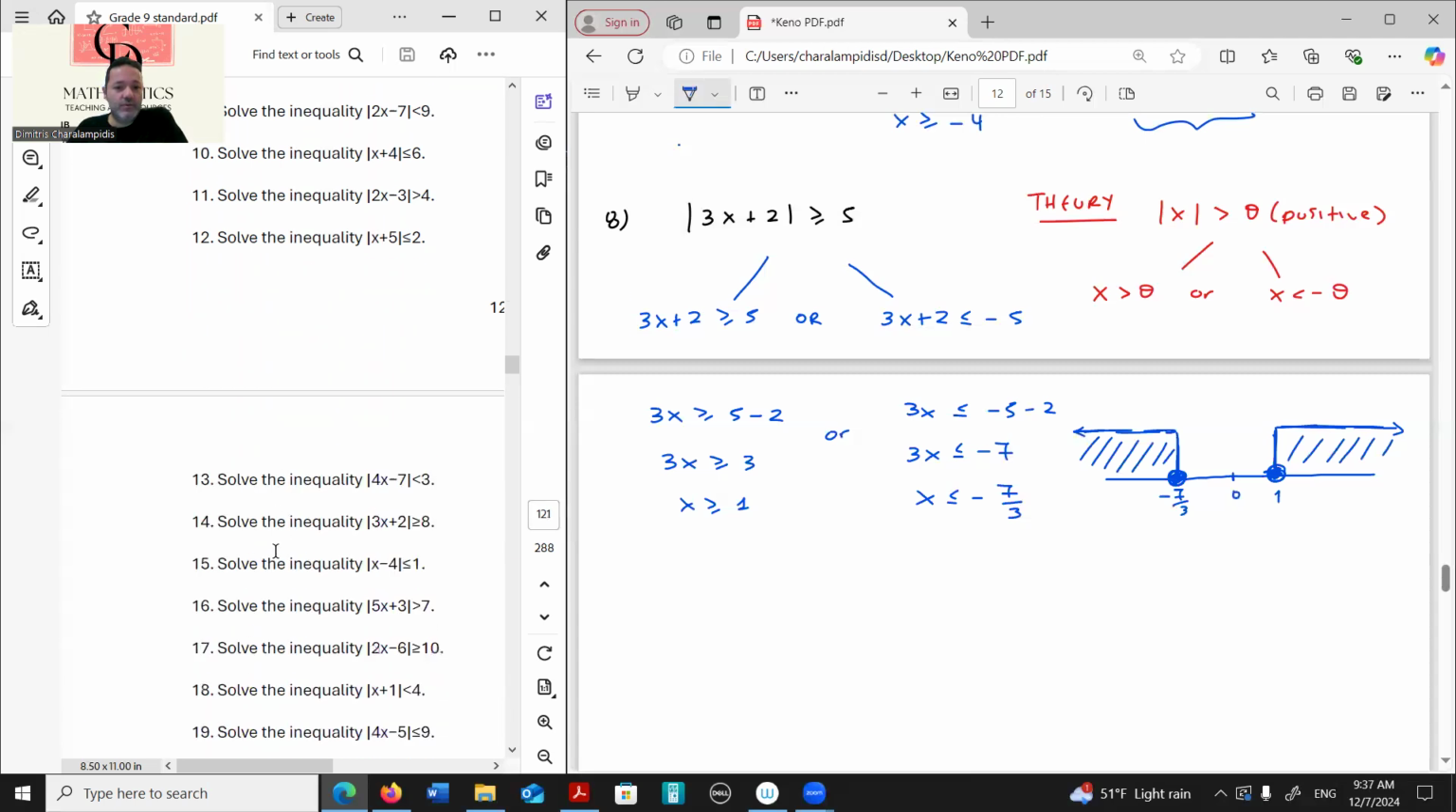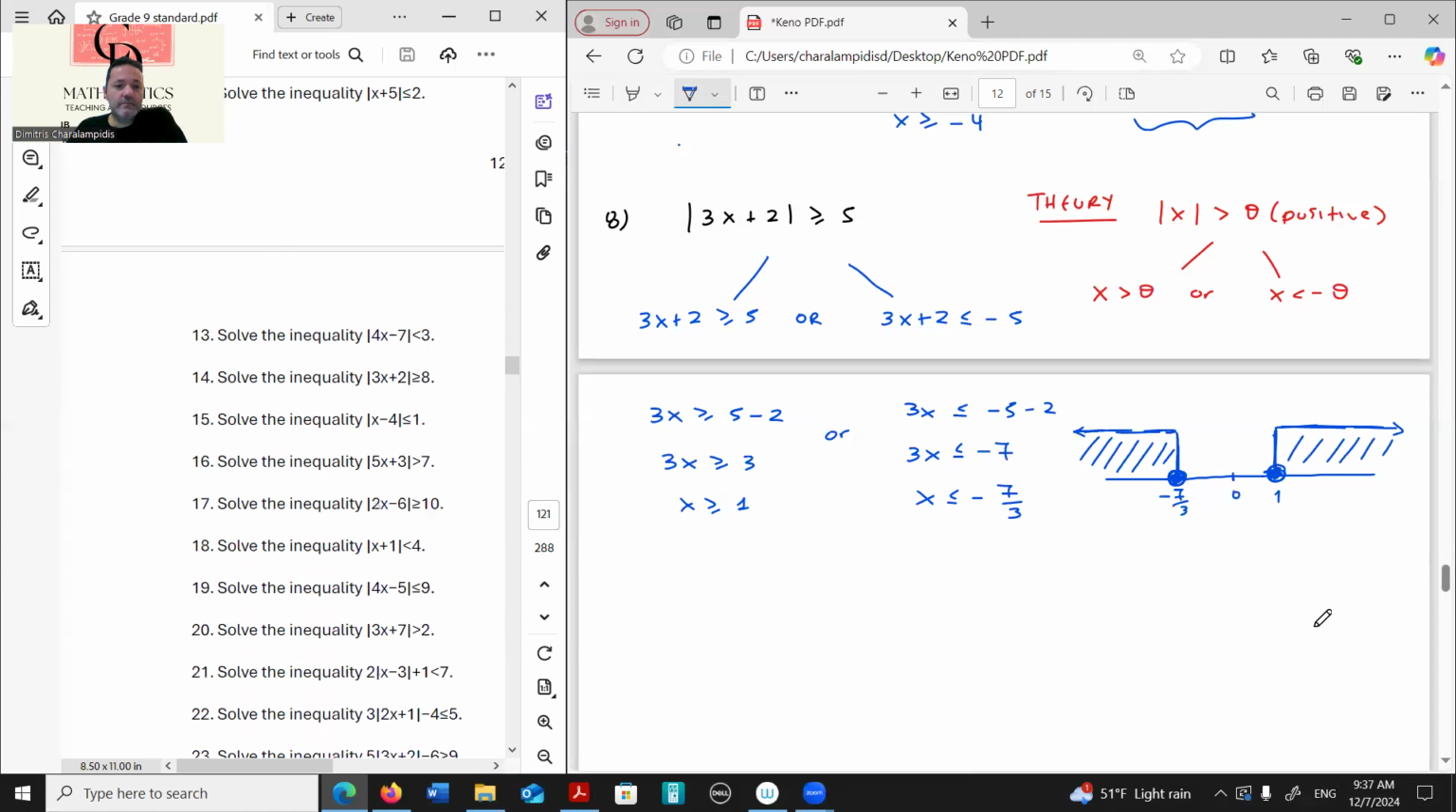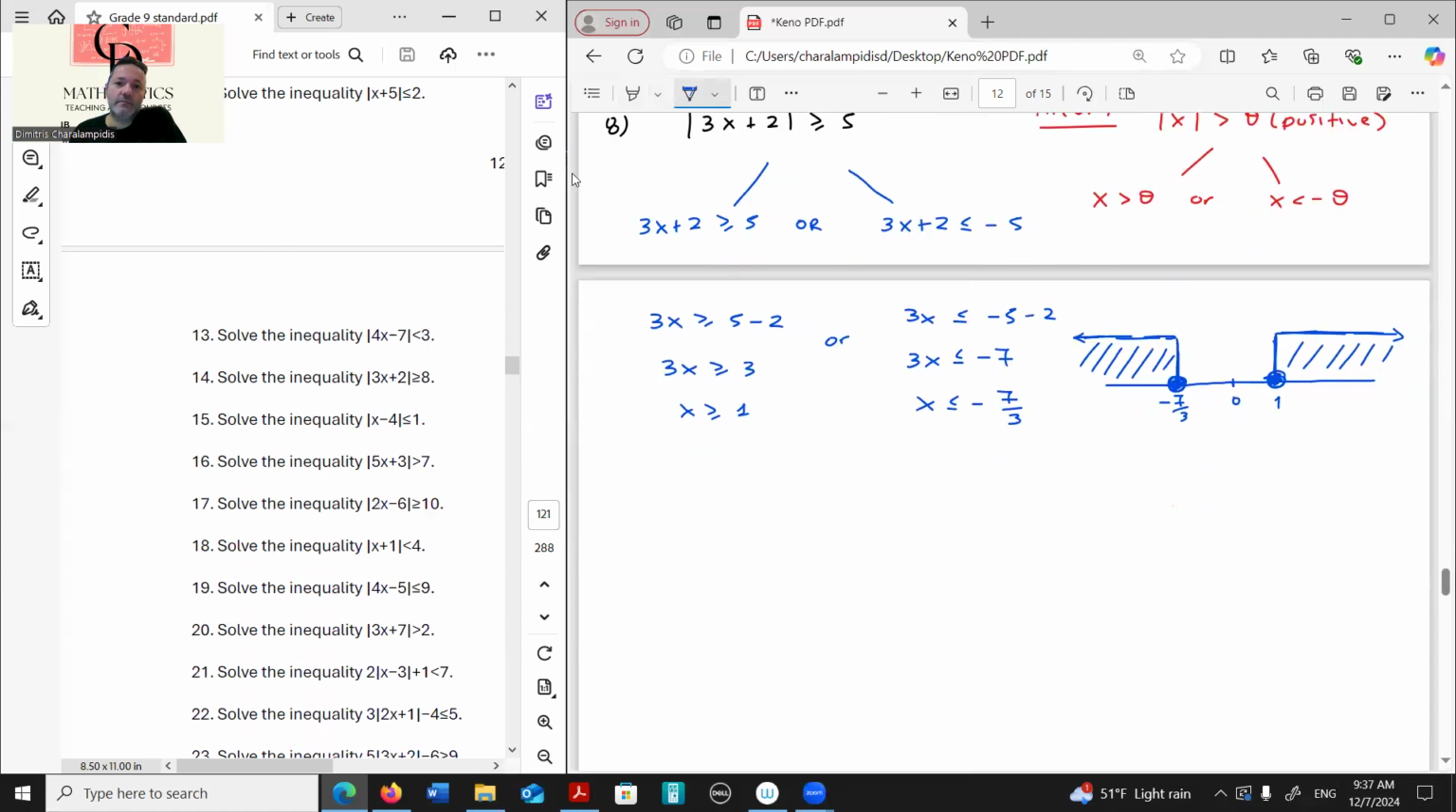What else should we do from these? Let's do 21. As in absolute value equalities, let me write that, 2 times absolute value of x minus 3, plus 1, less than 7.